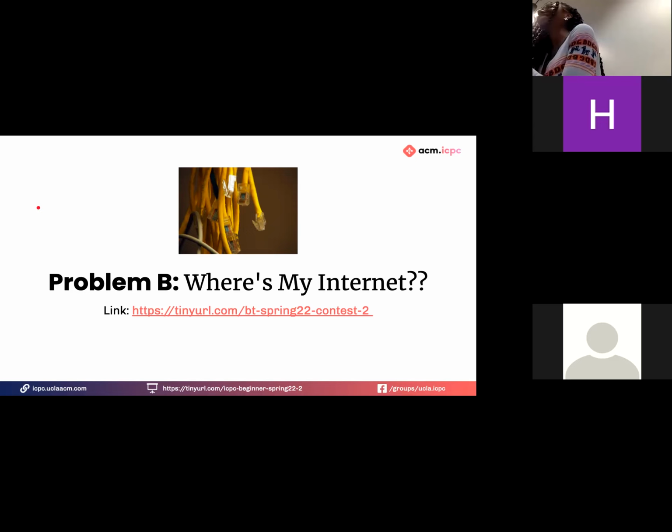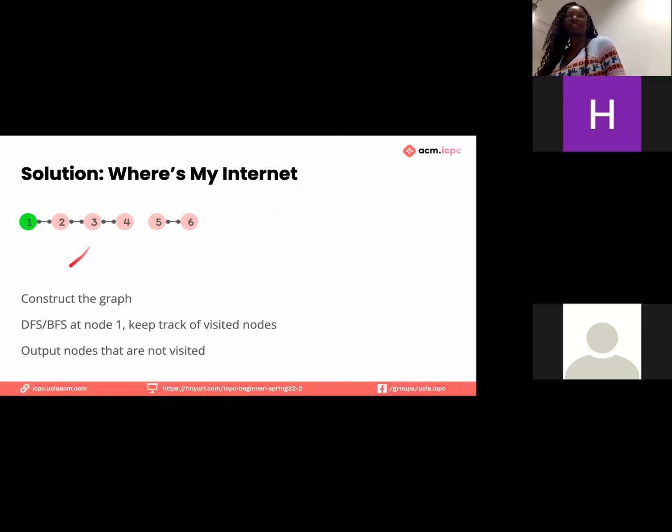Okay, yay. It's 8:15, so I guess we'll go over the solution. Following the section that we did, it's pretty clear that it's a connectedness problem. So all you really need to do is construct the graph, BFS from the first node, keeping track of the nodes that you visited, and then output the nodes that are not visited.